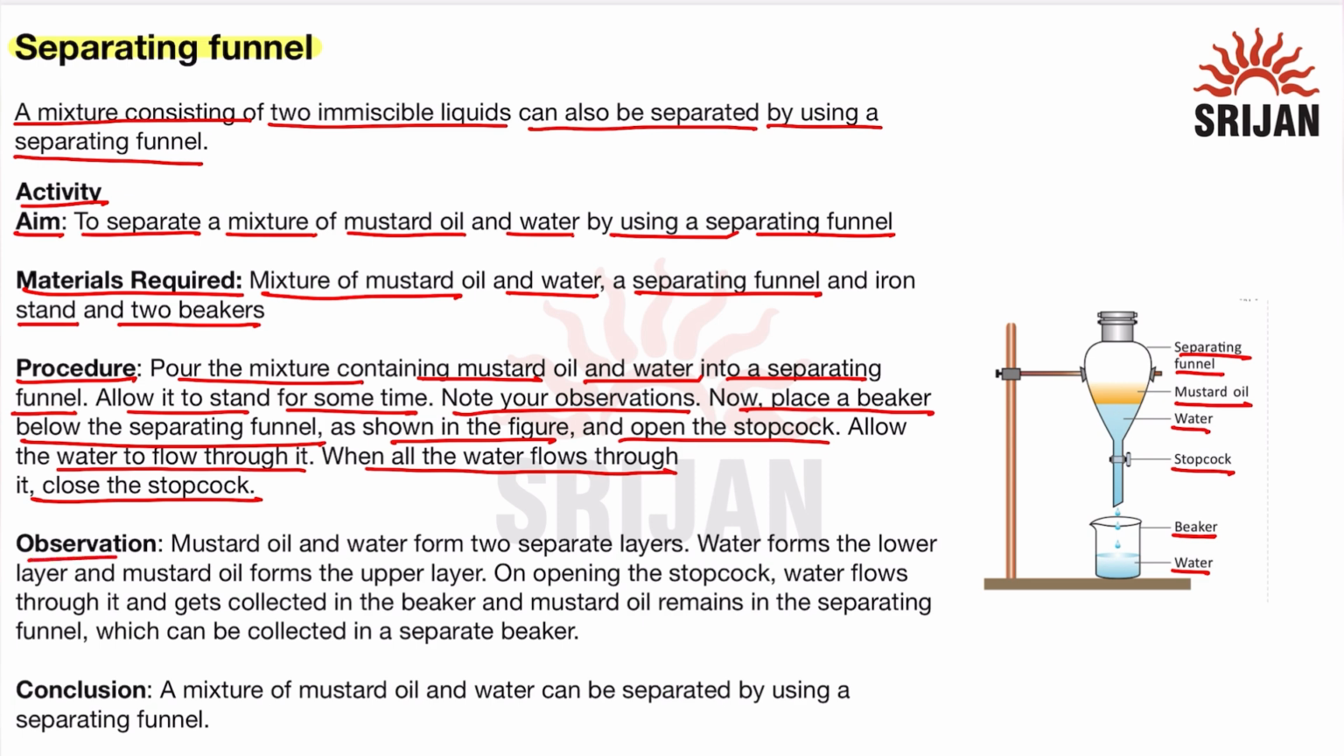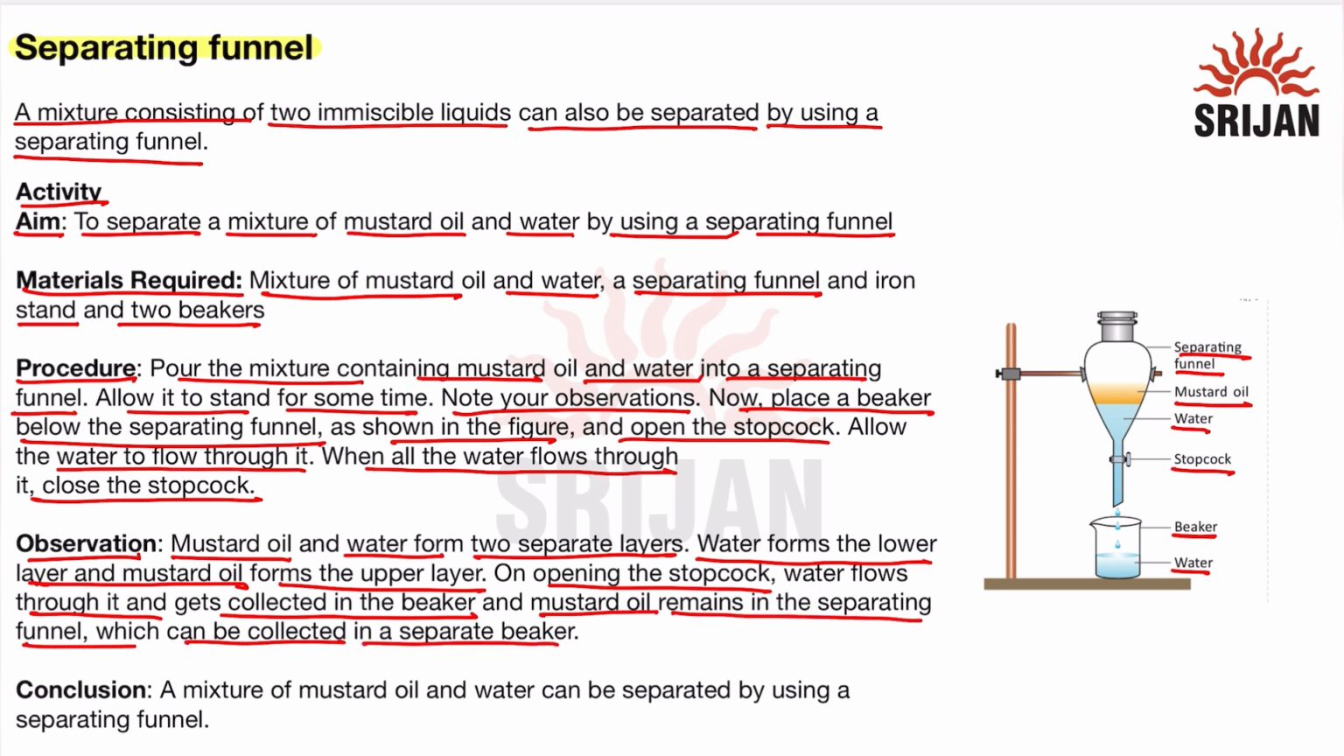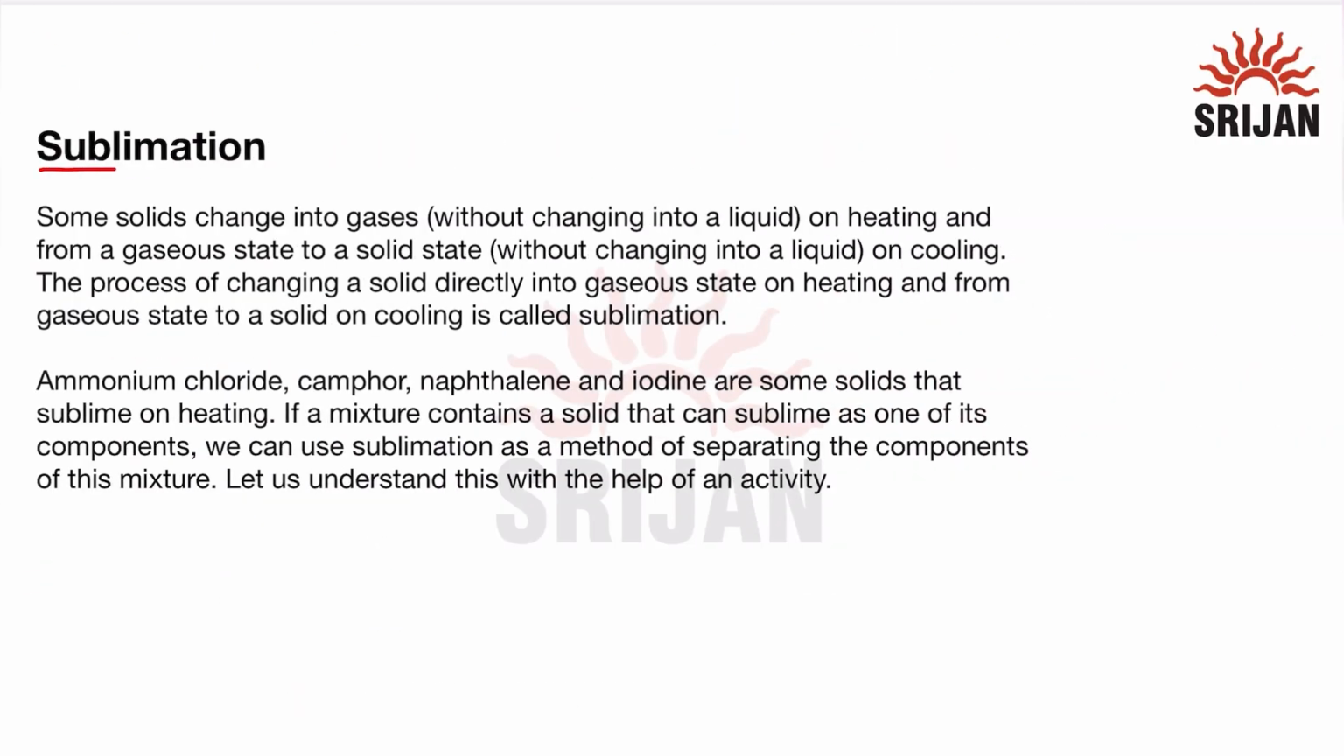Now the observation is that mustard oil and water form two separate layers. Water forms the lower layer and mustard oil forms the upper layer. On opening the stopcock, water flows through it and gets collected in the beaker, and mustard oil will remain in the separating funnel, which can be collected in a separate beaker. So we have separated both mustard oil and water. Now the conclusion of this activity is that a mixture of mustard oil and water can be separated by using a separating funnel.